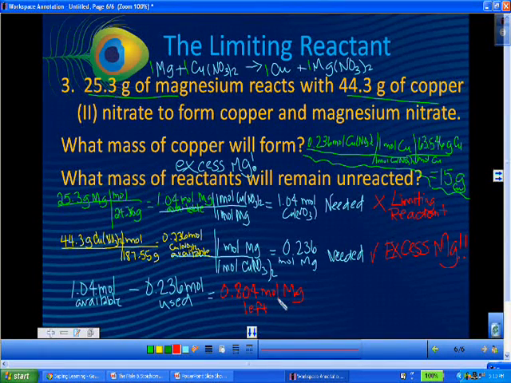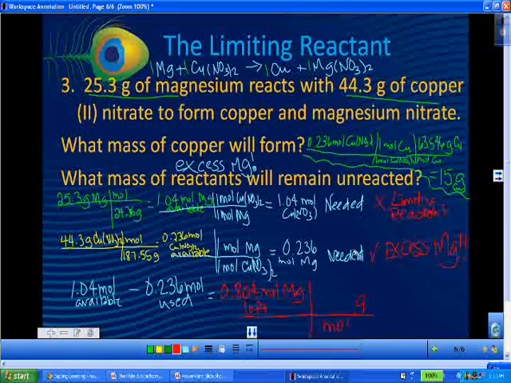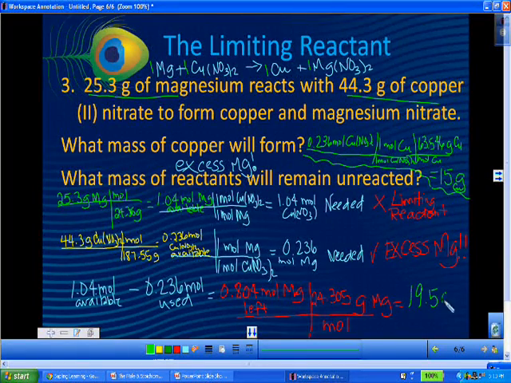So we're almost there. It wants to know the mass. We're at moles. So now all we have left is a mole to mass conversion, and we know we can do that using molar mass, with grams per mole. So we have from the periodic table 24.305 grams per 1 mole of magnesium. So this allows us to arrive at our answer. So we had 19.5 grams of magnesium left over. Excess.